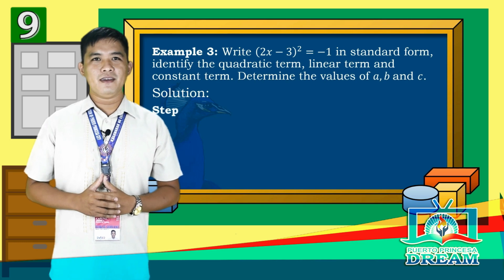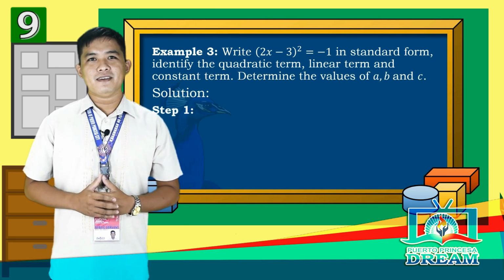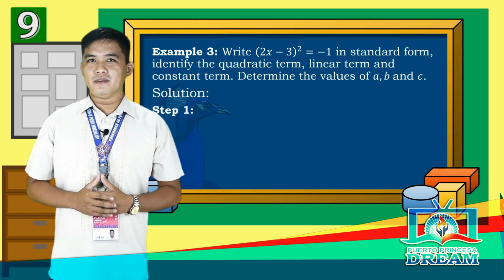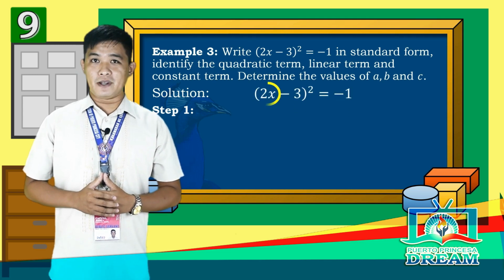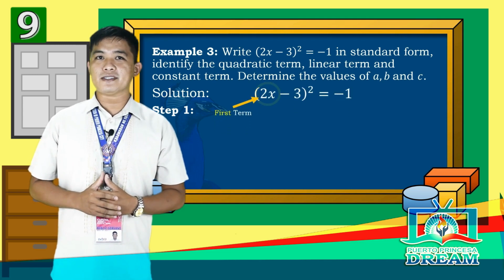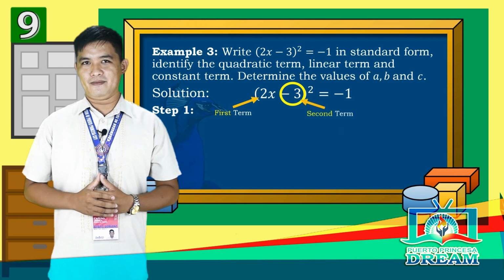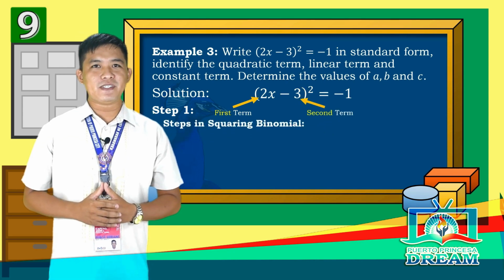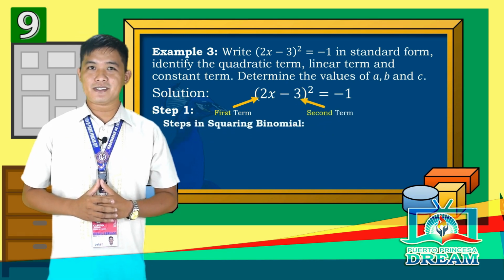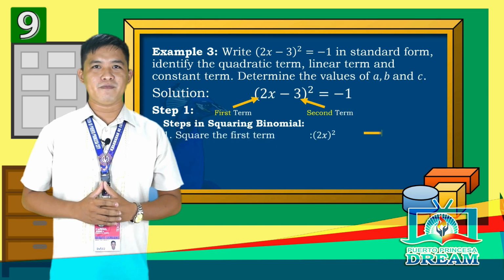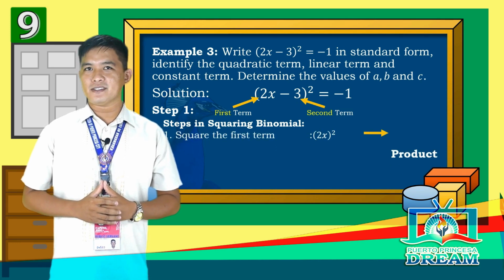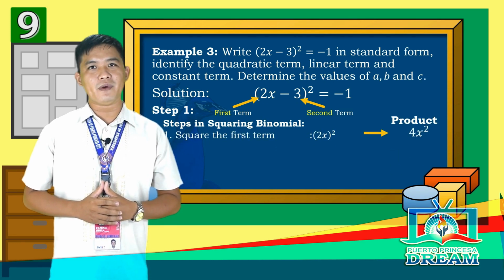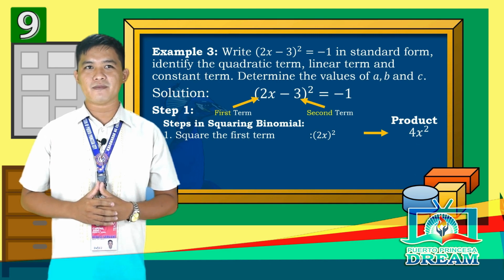Step 1. Square the binomial. Study the procedure below. Note that 2x is the first term and negative 3 is the second term of the binomial. Here are the steps in squaring a binomial. First, square the first term. The first term is 2x and the square of the first term 2x is 4x squared.